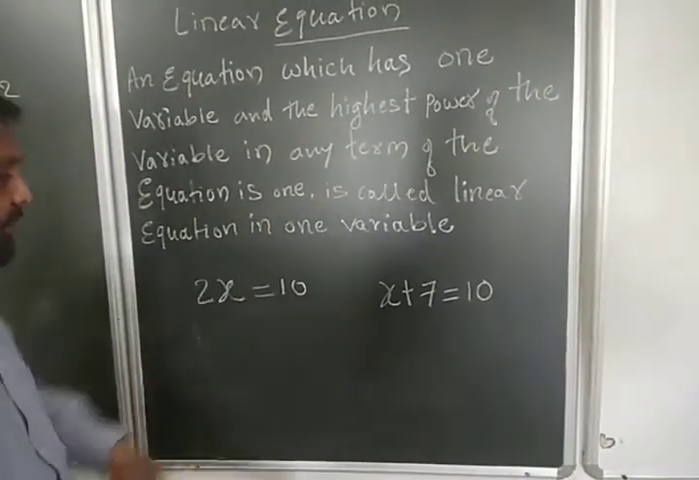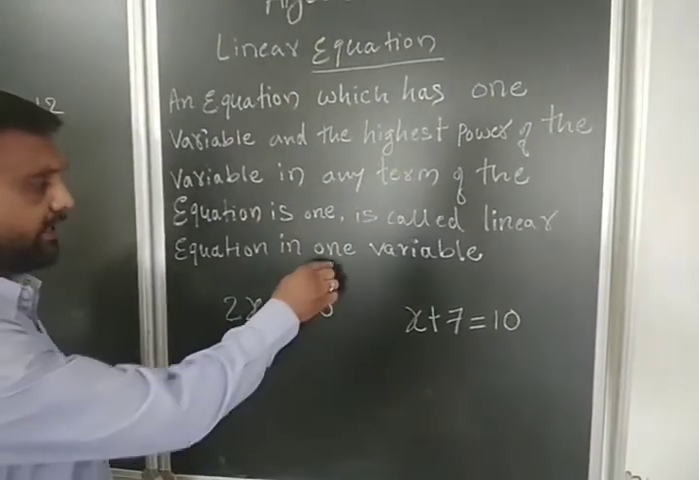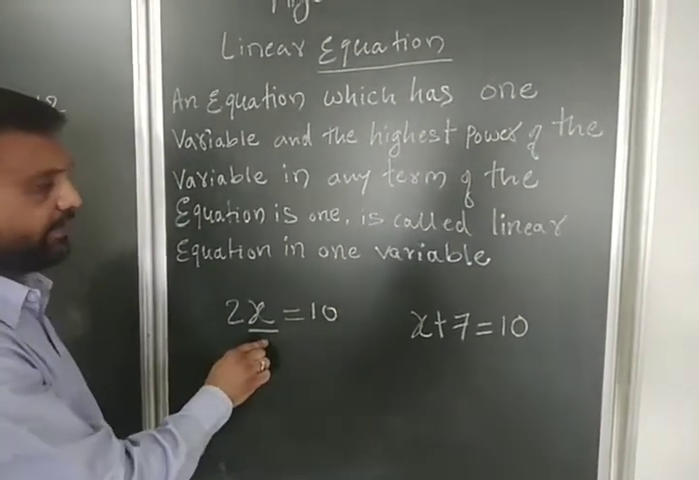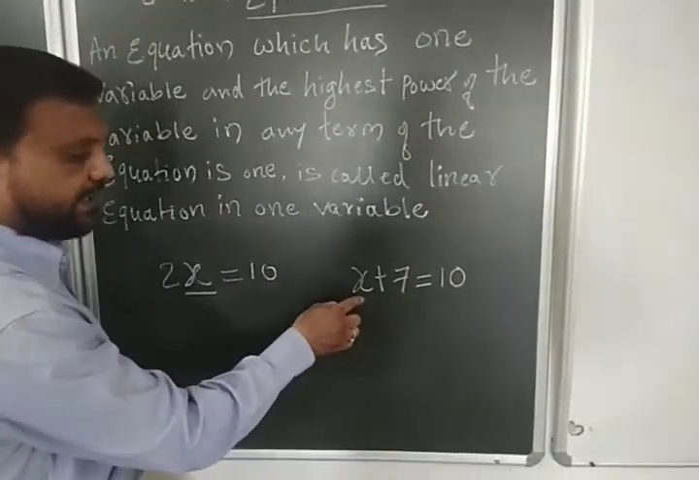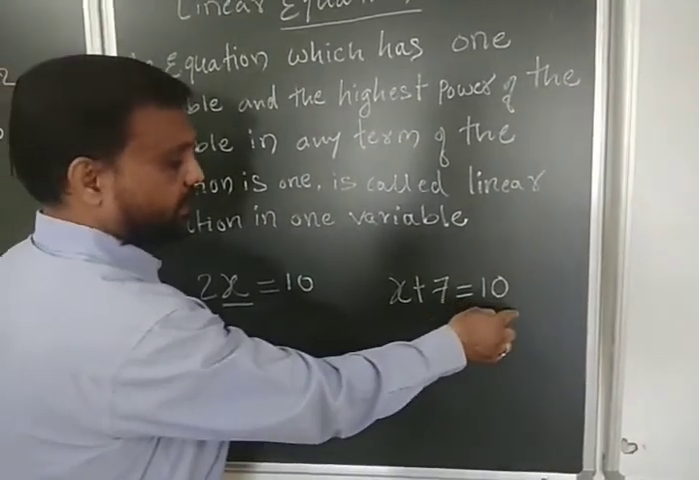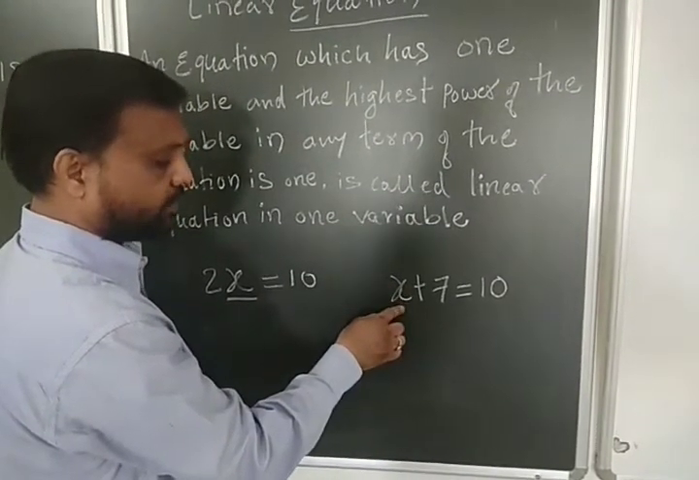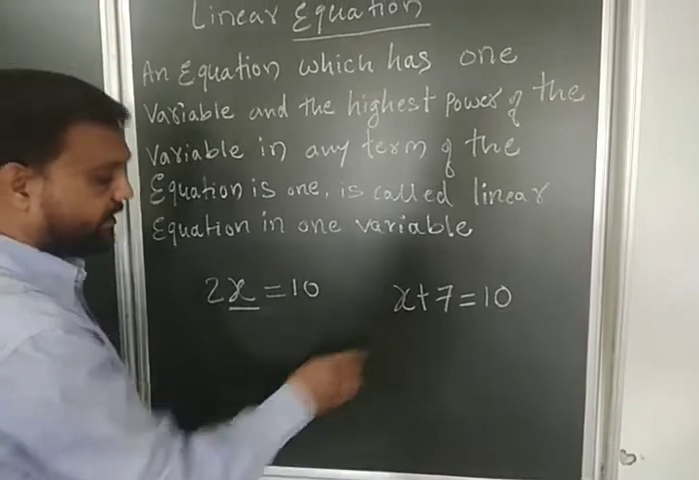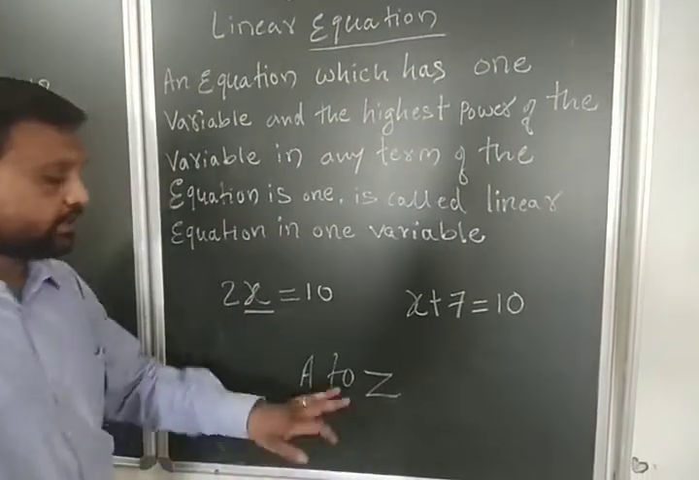Now what is this variable? Any alphabet which we are using, that is called a variable, and that is also one variable. So only one alphabet we are using, it's called one variable. Here the second example we take x plus 7 is equal to 10. This is also equation, and variable is x. Here also variable x. X means any alphabet A to Z. You can use any alphabet A to Z. So that is called the variable.